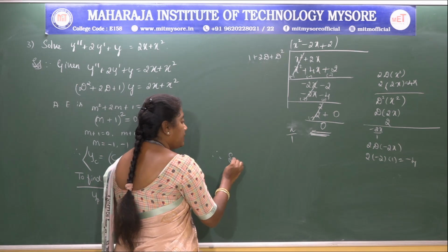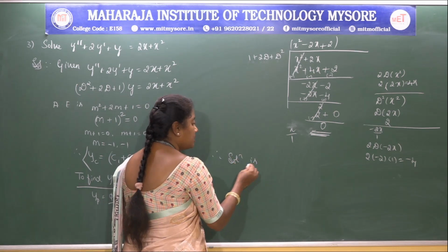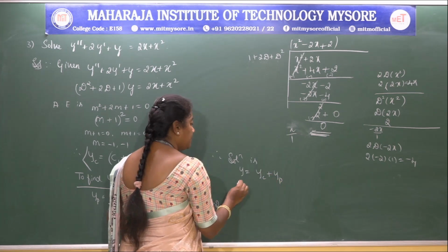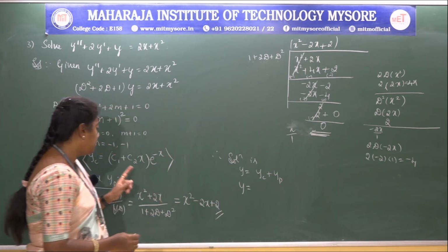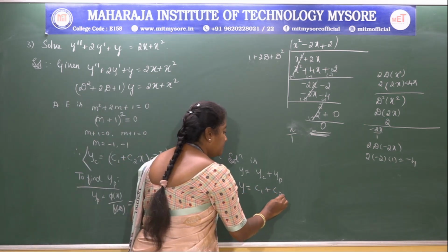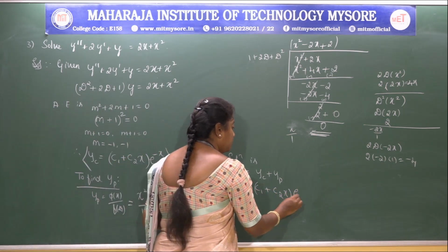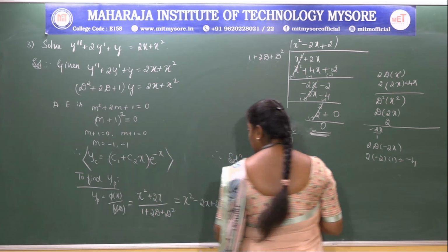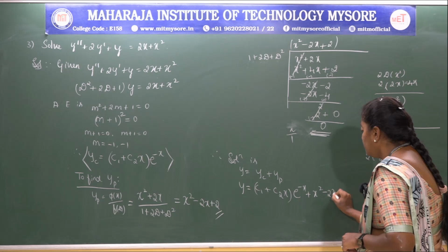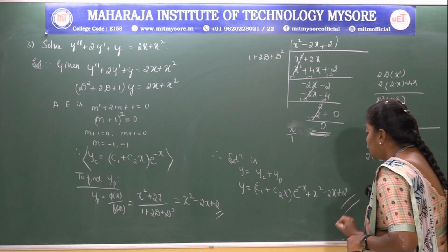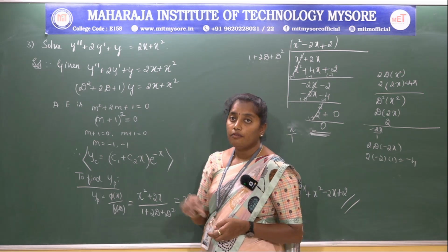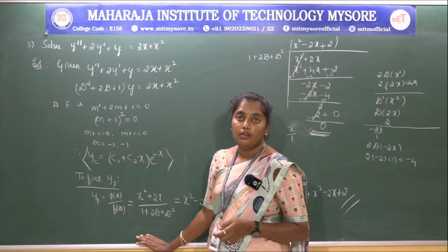Therefore the final, complete solution is y equal to yc plus yp. y is equal to yc value, c1 plus c2x into e to the power of minus x, plus the particular integral value, x square minus 2x plus 2. So this is the solution of the given differential equation if phi of x is a polynomial function.